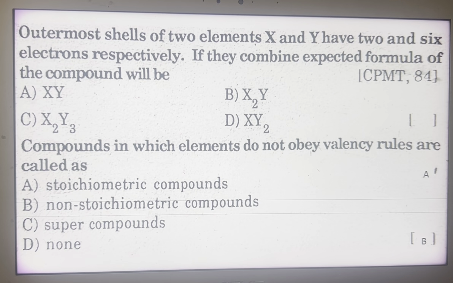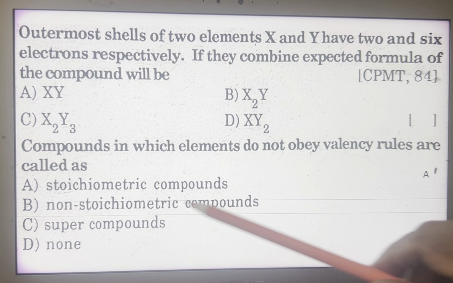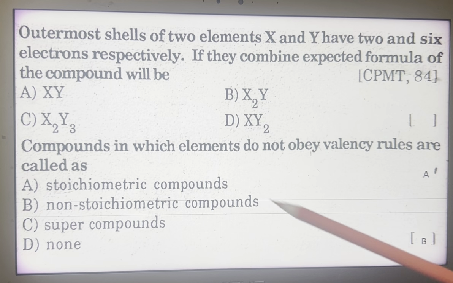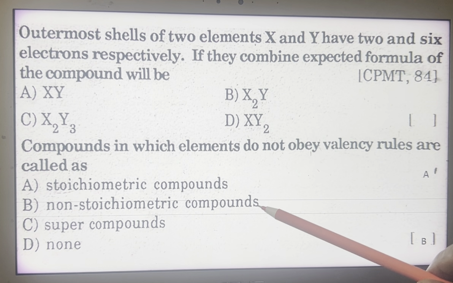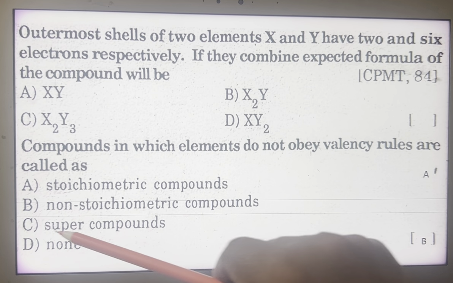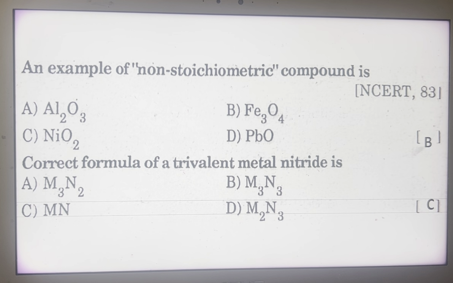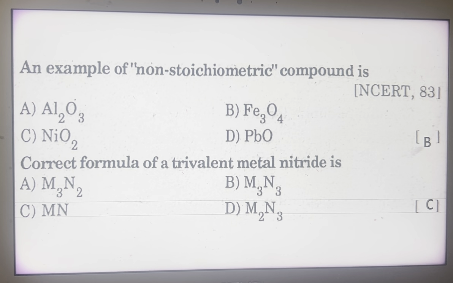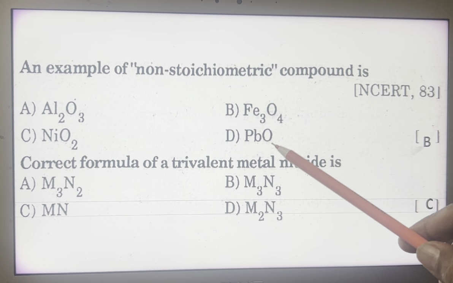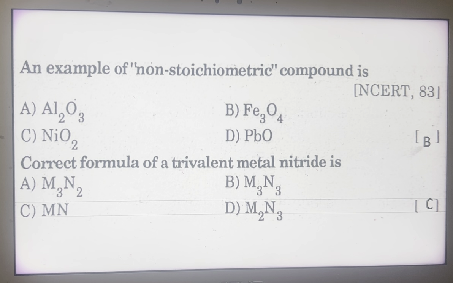Compounds in which the elements obey the valency rules are called stoichiometric compounds. If they do not obey the valency rules, those are called non-stoichiometric compounds. You see, in this, which is non-stoichiometric, these are all following the rules. Fe3O4 does not follow the valency rules, so it's a non-stoichiometric compound.